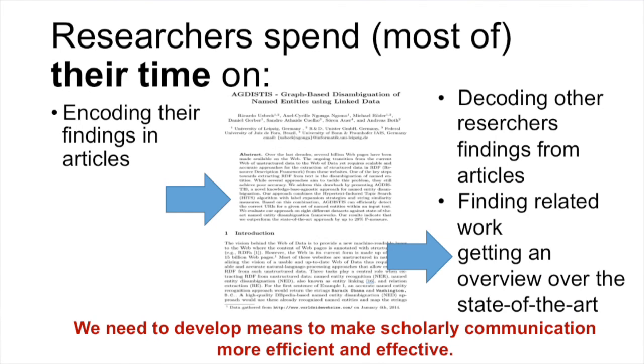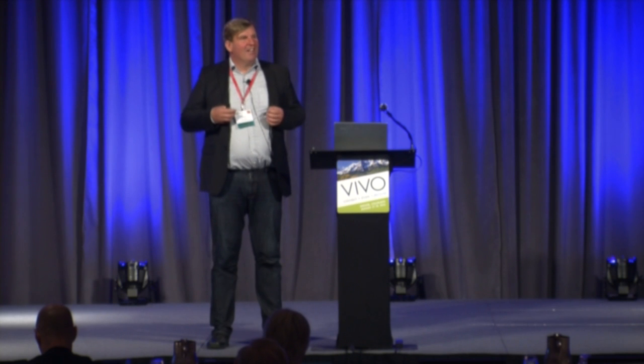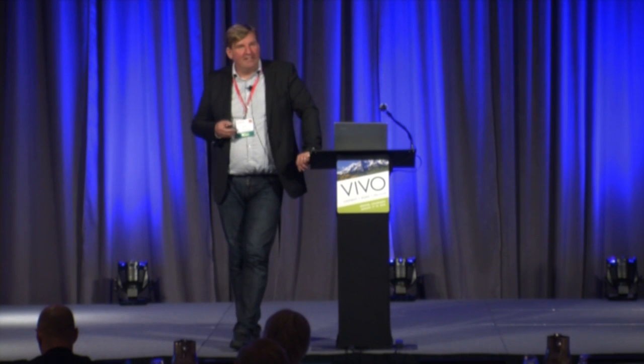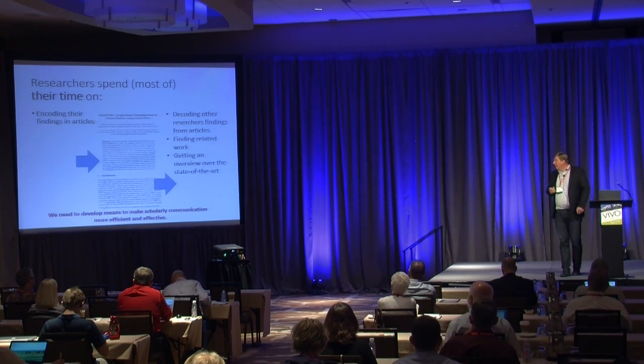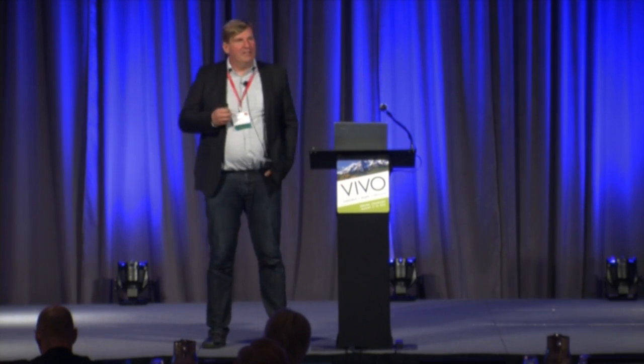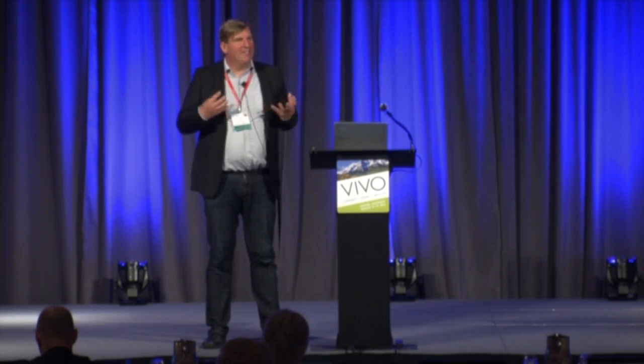Because researchers spend a lot of time in encoding their findings in research articles. And on the other end, other researchers spend a lot of time in decoding from articles, finding related work, getting an overview of the state of the art in a certain area. And this is quite cumbersome, time-consuming, because it requires reading lots of these PDF documents and then putting basically the puzzle pieces together, and takes many years. And I think this can be done, I hope it can be done more efficiently. So I think we need to develop means to make scholarly communication more efficient, effective, and which particularly use these opportunities which we have in a digitized world.